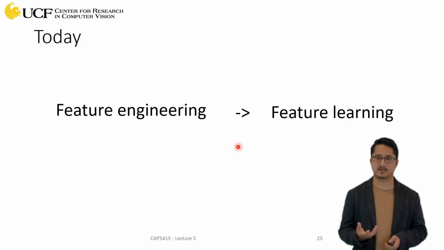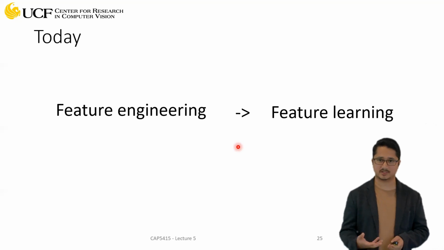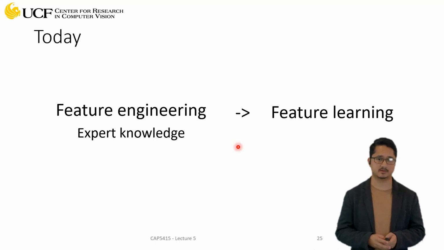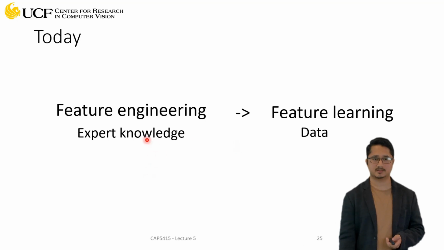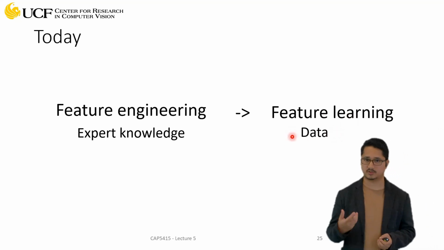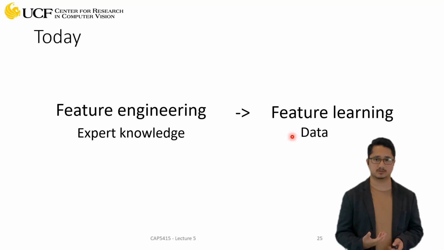The lecture we'll discuss today will start with neural networks. That's a basic building block of how these features can be learned. Okay, so for feature engineering, as I said, you need some kind of expert knowledge. And for feature learning, all you need is data. As long as you have a sufficient amount of data, you can learn these features from those data points.